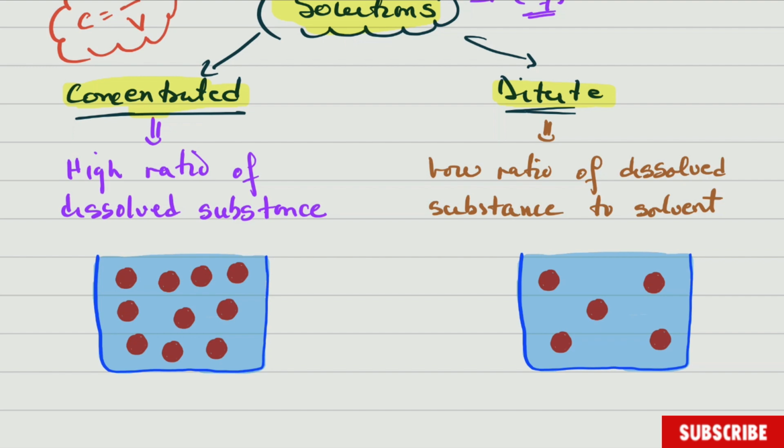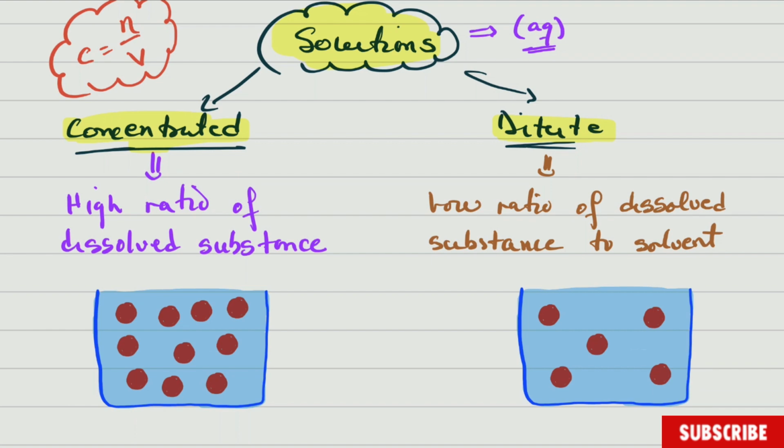So we have on the left-hand side a concentrated solution. Within the same volume, you have more particles. So the number of particles here within the same volume is big of the substance that was dissolved. But on the right-hand side, the substance that is dissolved is fewer particles. So there is more solvent than substance that is being dissolved. The ratio is a low ratio. You can see the difference there between concentrated and dilute.